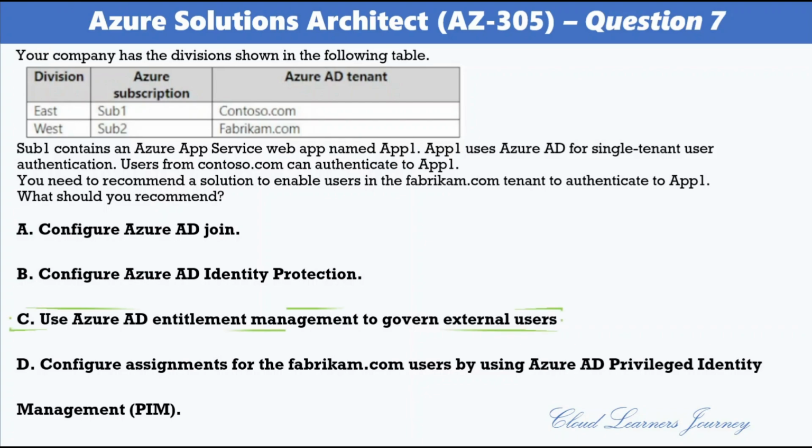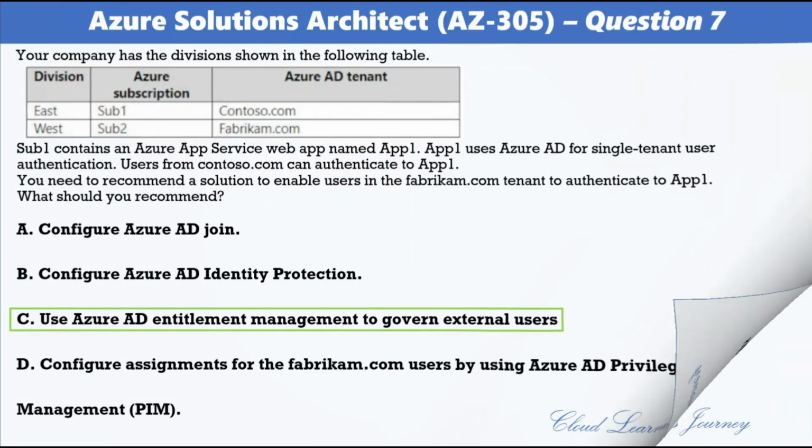And the correct option is C. Use Azure AD Entitlement Management to govern external users. When a user who isn't yet in your directory requests access and is approved, they are automatically invited into your directory and assigned access. When their access expires, if they have no other access package assignment, their B2B accounts in your directory can be automatically removed.